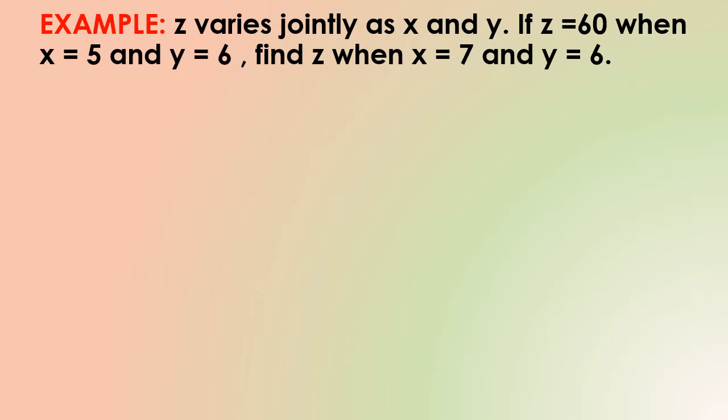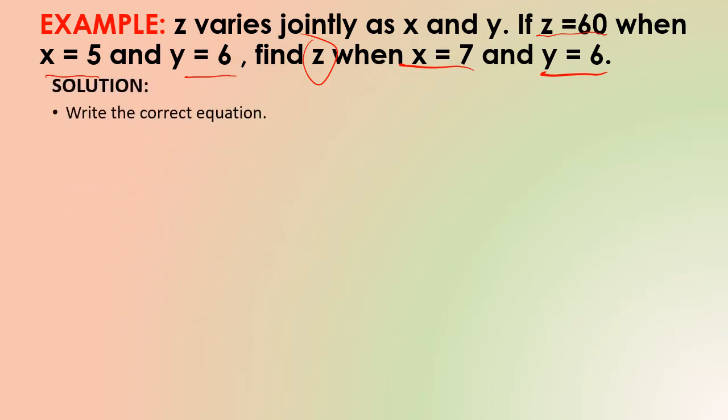Okay, class. So, for the example, z varies jointly as x and y. Para mas mapadali natin, class, underline na natin yung mga kailangan. If z is 60, when x is equal to 5 and y is equal to 6, find z when x is equal to 7 and y is equal to 6. Mas madali siya para hindi na tayo malilito mamaya. So, ano ba yung first step, class? For the solution, write the correct equation.